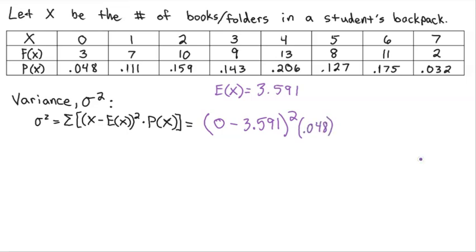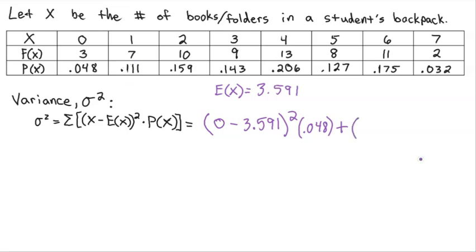0.048. Now we're going to say plus, because look, we're doing a sum. We're adding up a bunch of things. Then we're going to do this exact same thing with 1 and 0.111. We're going to put a 1 here instead of a 0. We're still going to have a minus, still going to have 3.591, still going to have squared. But in here, instead of having 0.048, we're going to have 0.111.